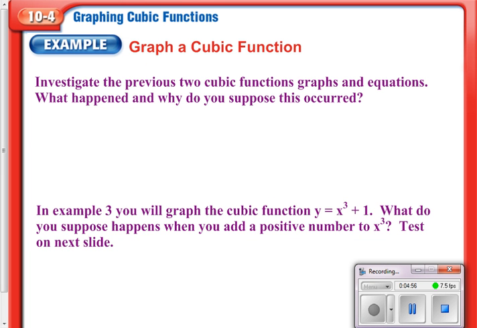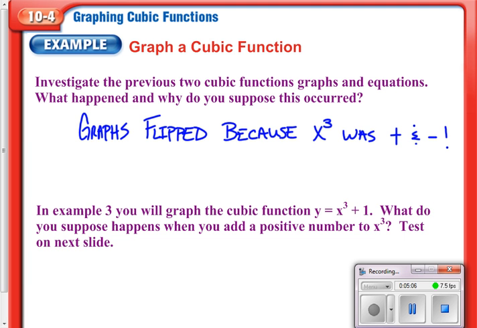As we just mentioned, it says investigate the previous two cubic functions and equations. What happened and why do you suppose this occurred? Well, we've already mentioned why this occurred. As mentioned, the reason why the graphs flipped over that y-axis is because the x cubed value, the coefficient out in front of x cubed, was either positive or negative to create that flip.